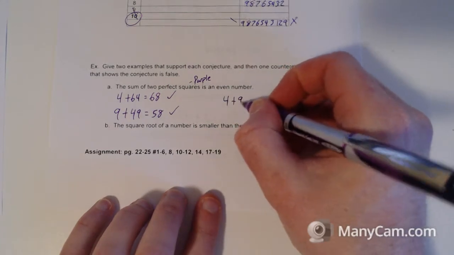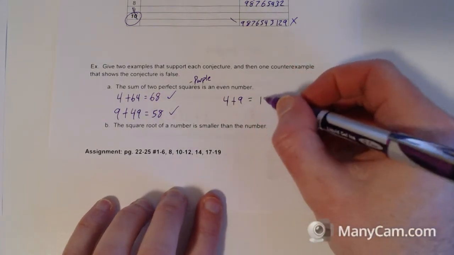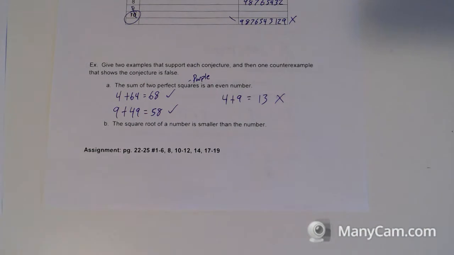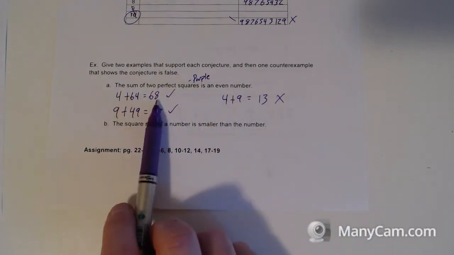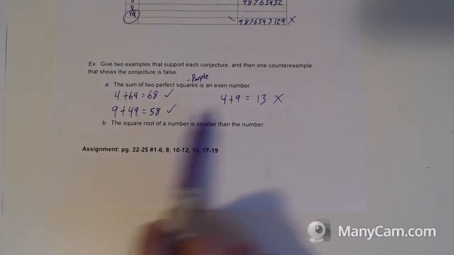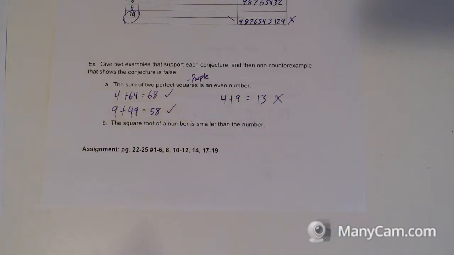4 plus 9 is not going to be an even number. So we seem to be coming back to that same rule. 2 evens make an even, 2 odds make an even, but 1 of each is how you get to an odd number. The square root of a number is smaller than the number.